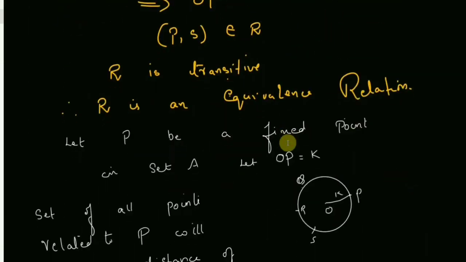To prove that, let P be a fixed point, a given point, and let us take OP as some distance K. Assume it as K. K can be 5 or anything. Now all the other points related to P, that means Q. If you take Q, OQ will also be equal to K because P and Q are related. If you take R, OR will also be equal to K. So the set of all the points related to P, that means P, Q, R, S, all will form a circle with center O and radius K.